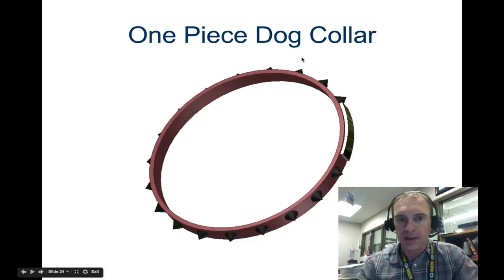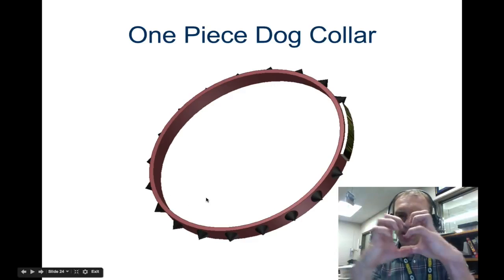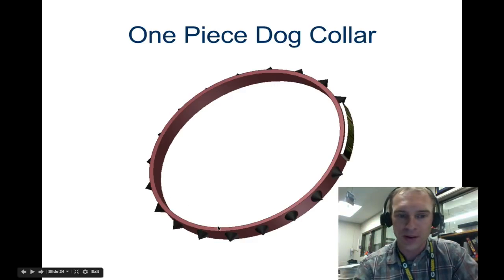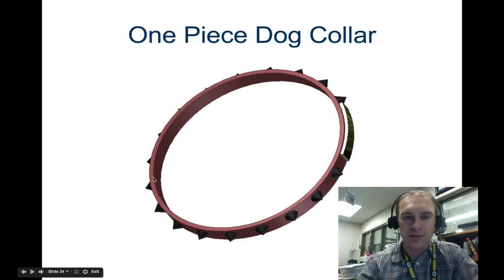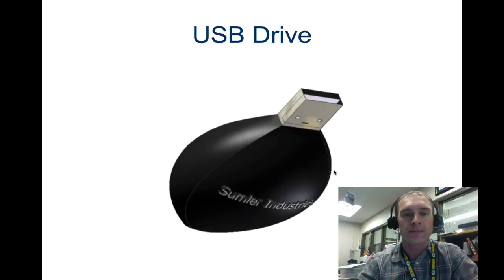What about this one? What's wrong with this one? One-piece dog collar. Huh? How do you get it on them? If you squeeze their head, then maybe you can pop it through. The other issue is that these spikes are all one piece from the inside, but this is not one piece. You can't make this all one piece, so it would have to be manufactured separately and put together. It would probably make it way more expensive.